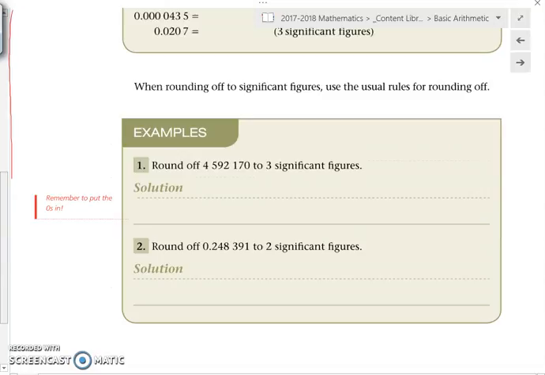When rounding off to significant figures, use the usual rules for rounding off. In other words, if it's 5 or more, you round up. If it's 4 or less, you round down. Round off 4592 to three significant figures. It's got more than three significant figures. 4, 5, 9 are your first three significant figures. The rest of them are zeros. And you have to keep the rest of them, otherwise you change the value. We only just want to change it to significant figures.